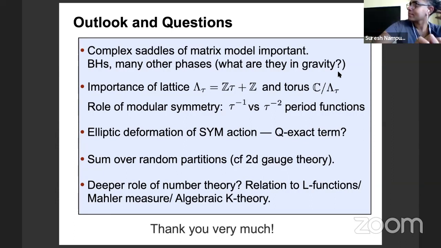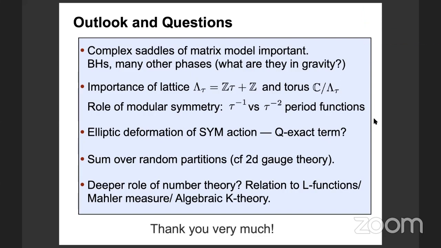Maybe I can ask, I have a question on the last point. This is Sergey. Samir, can you explain what you mean by tau to the minus 1 versus tau to the minus 2 period functions? Sorry, tau to the minus 1 versus what? It's on this slide. Here is 1 over tau versus 1 over tau squared.